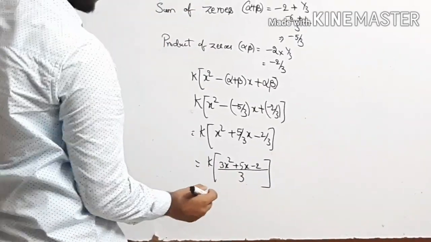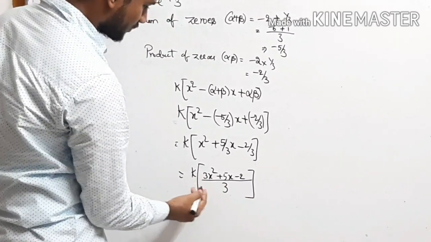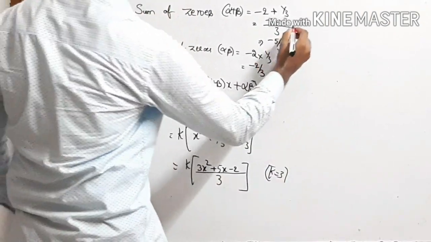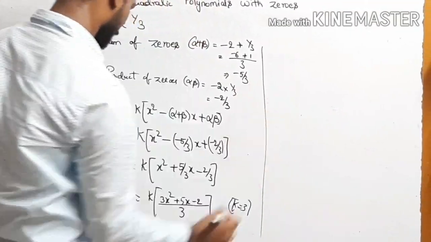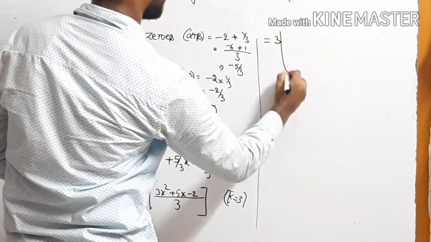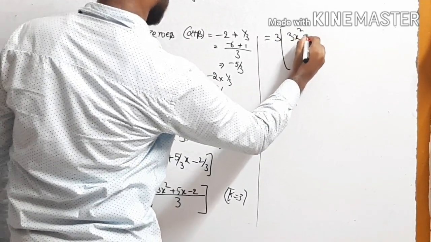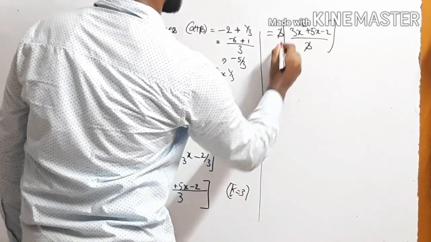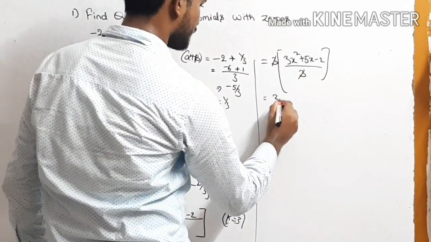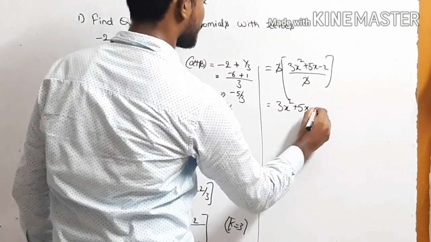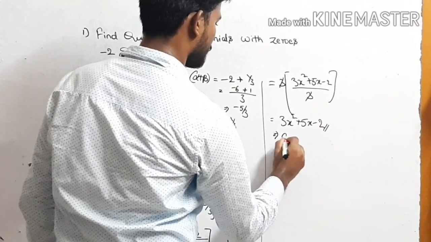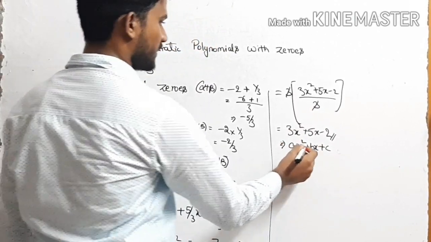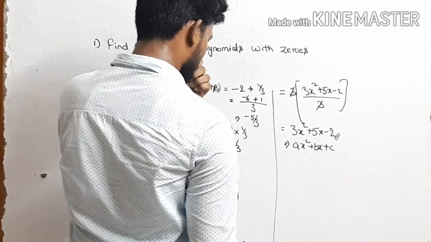For finding k, if k equals 3, then the equation becomes 3x square plus 5x minus 2 by 3, the 3 cancels, and the equation is 3x square plus 5x minus 2. This is the quadratic equation in the form ax square plus bx plus c, where a is 3, b equals 5, and c is minus 2.